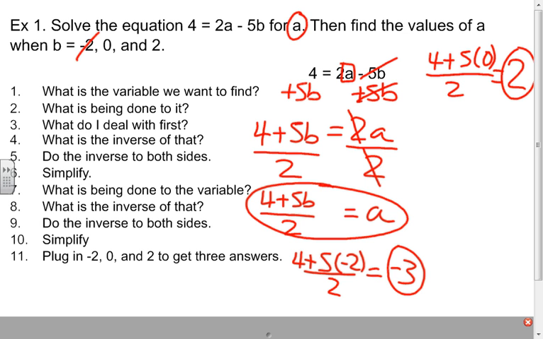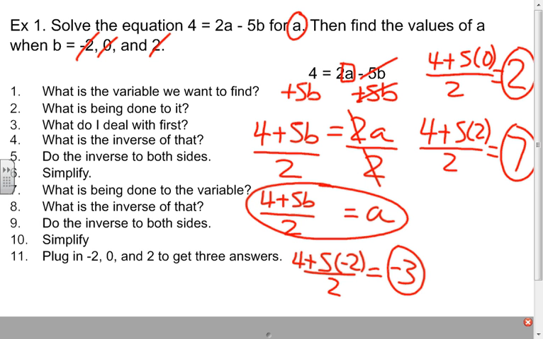And I still have to plug in a positive 2. I did the -2, I did the 0, and I have to plug in the positive 2. 4 plus 5 times 2, divided by 2. 5 times 2 is 10. 4 plus 10 is 14. 14 divided by 2 is 7. So there's my third answer.